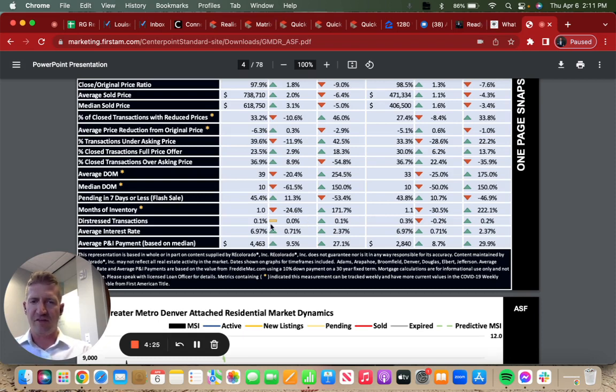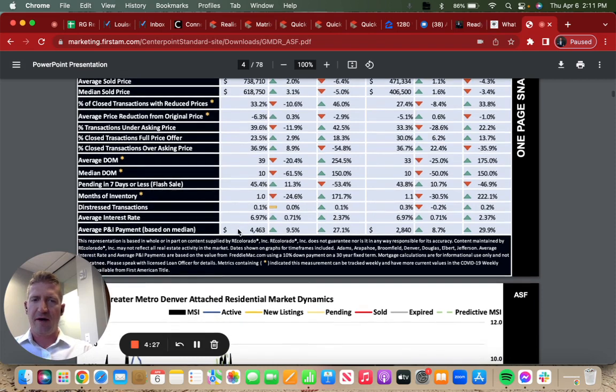No distressed transactions to speak of. And here's what's fueling everything that's going on in this market. The average interest rate in March was 6.97%. That has since come down significantly; as of yesterday, I should say, it was 6.18%. So the average represents an increase from February and obviously a big increase from last year. Average principal and interest payment, you can see where that number lies.